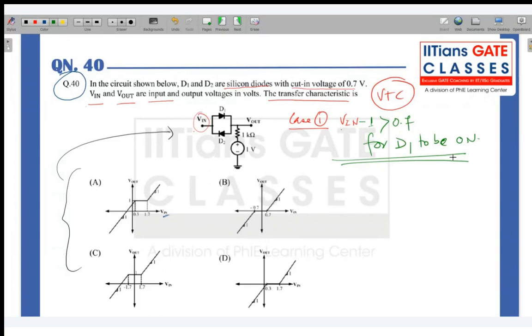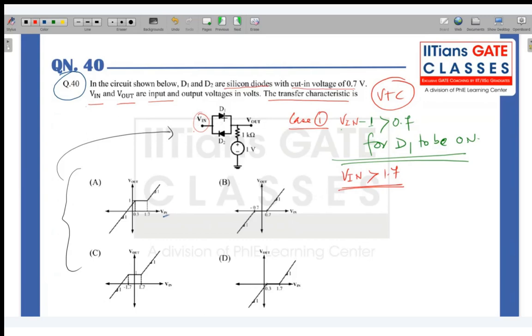As we know, V gamma is equal to 0.7. So for the positive half cycle, Vin minus 1 is greater than 0.7 for diode D1 to be on. That you have to keep in mind. From here, Vin we can calculate directly. Vin will be, taking the 1 to the other side, 1.7. So when your Vin is 1.7, then your diode D1 will be on. I believe this is fine for everyone.